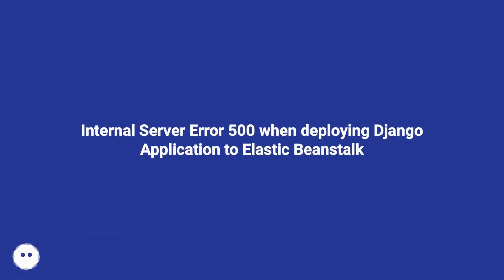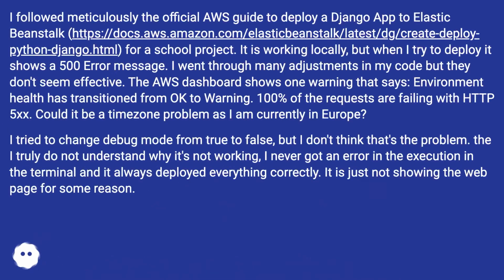Internal server error 500 when deploying Django application to Elastic Beanstalk. I followed meticulously the official AWS guide to deploy a Django app to Elastic Beanstalk, this URL, for a school project. It is working locally, but when I try to deploy it shows a 500 error message. I went through many adjustments in my code but they don't seem effective.